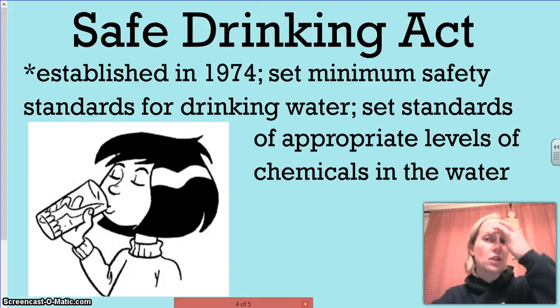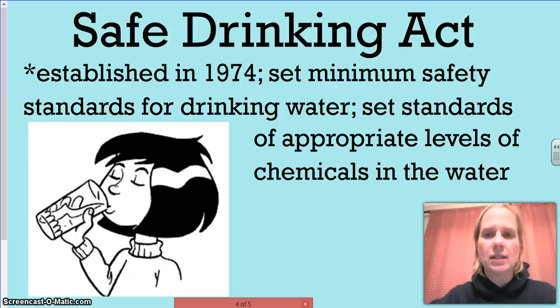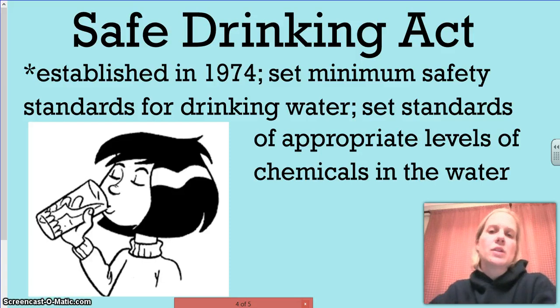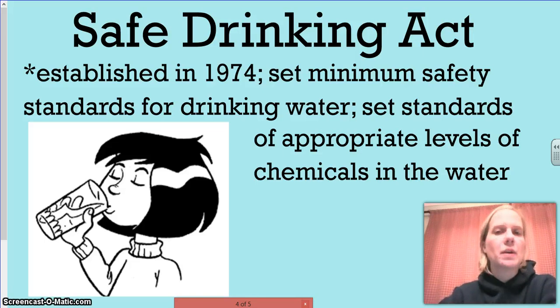All right. The Safe Drinking Water Act was established in 1974, and what this did was it started to set some minimum standards for drinking water. What it means is that there is an acceptable level of things in your drinking water. It could be copper, it's not mercury, but there are certain levels of metals, chemicals, things like that in your drinking water. And they set an appropriate level of them.